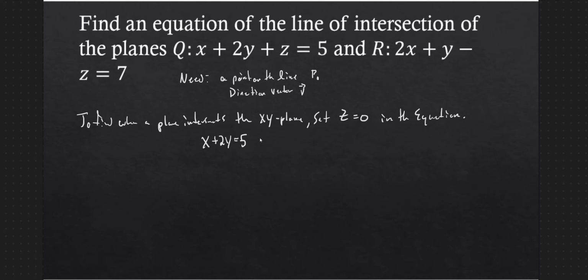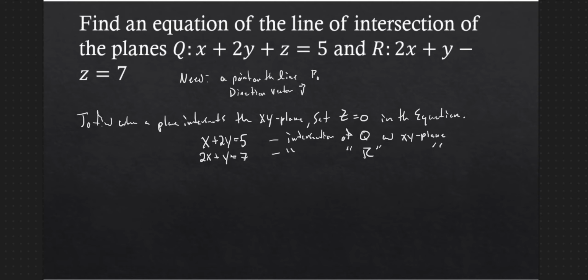What does this represent? This represents the intersection of Q and the xy plane. Right? It's easy to do intersection lines between a plane and a coordinate plane, one of our standard planes. Same thing over here. I'm just going to set z equal to 0. This is going to give me 2x plus y equals 7, and this is the intersection of R and the xy plane.